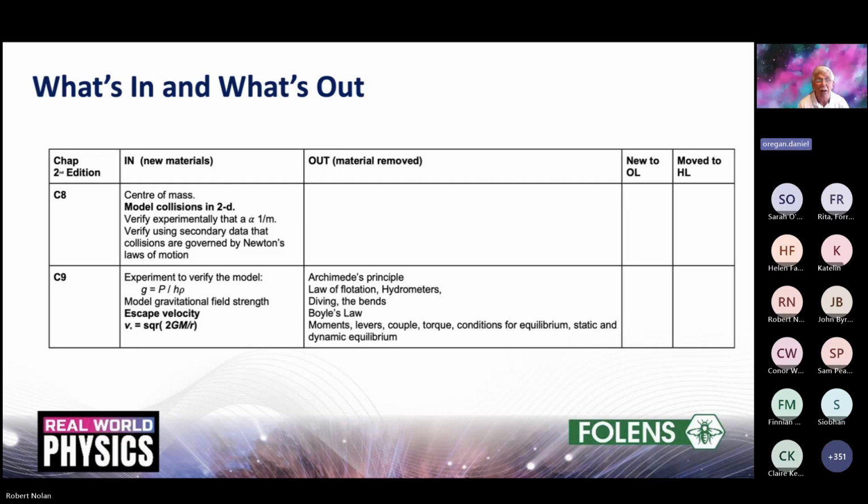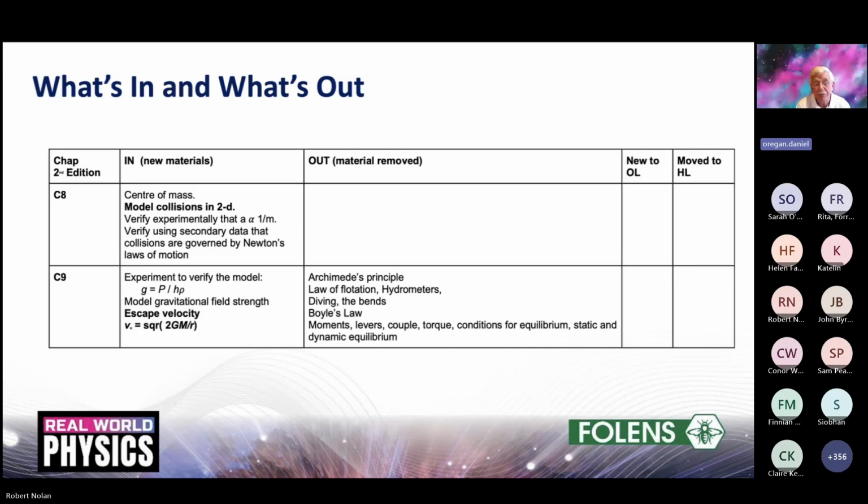There's also a new experiment here, basically to verify the model P is h rho g, but we've written it differently there, to verify this model for gravity by measuring how the pressure varies with depth in a liquid. It's an experiment that you can see in the textbook.